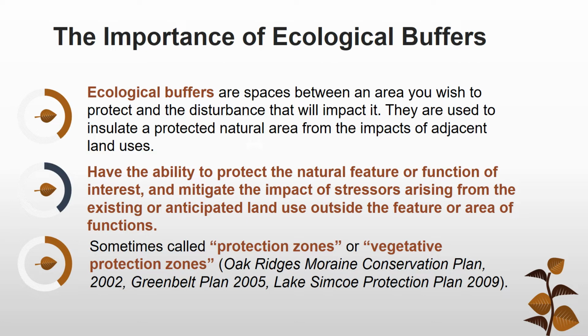They have the ability to protect the natural feature or function of interest and mitigate the impact of stressors arising from the existing or anticipated land use outside the feature or area of function. Ecological buffers are sometimes called protection zones or vegetative protection zones, as found in the Oak Ridges Moraine Conservation Plan, the Greenbelt Plan, and the Lake Simcoe Protection Plan. More information and guidelines for using ecological buffers are included in the Toolkit number 1, Table of Resources.